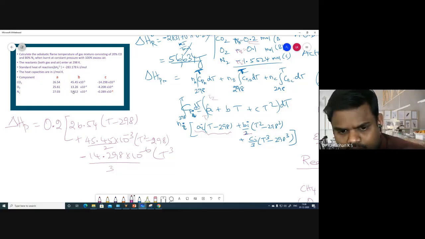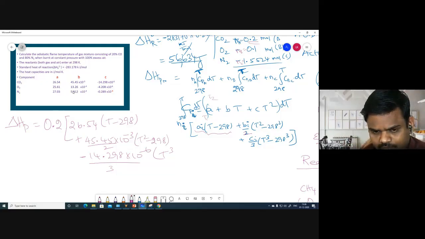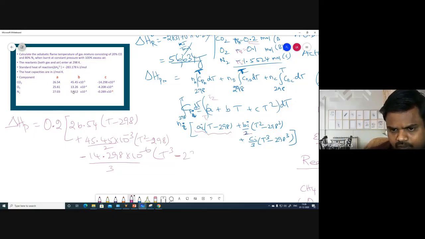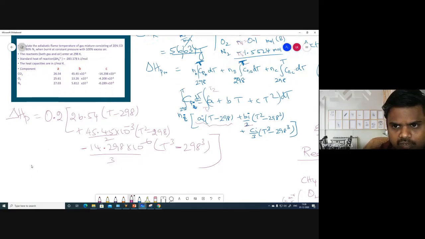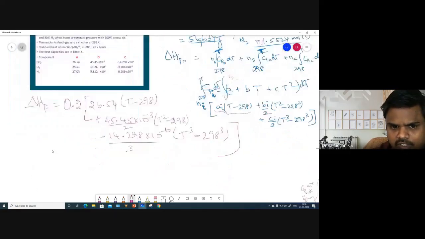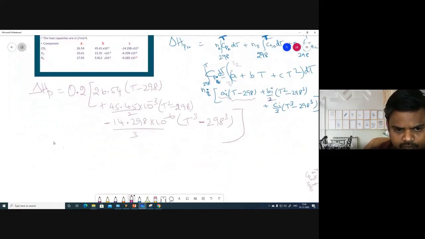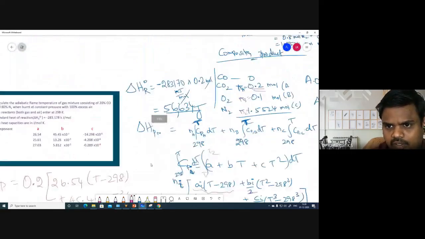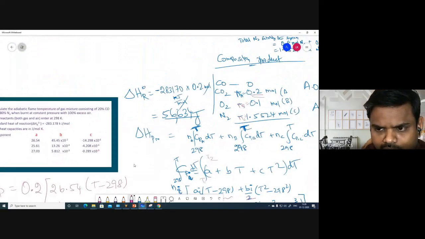we get this one. So there will be B by 2 and C by 3, with T cube minus 298 cube. So this is the 0.2 term for component A, which has 0.2 moles CO2. Similarly, we have to write two more terms: for oxygen, 0.1 moles, and for nitrogen, 1.5524.